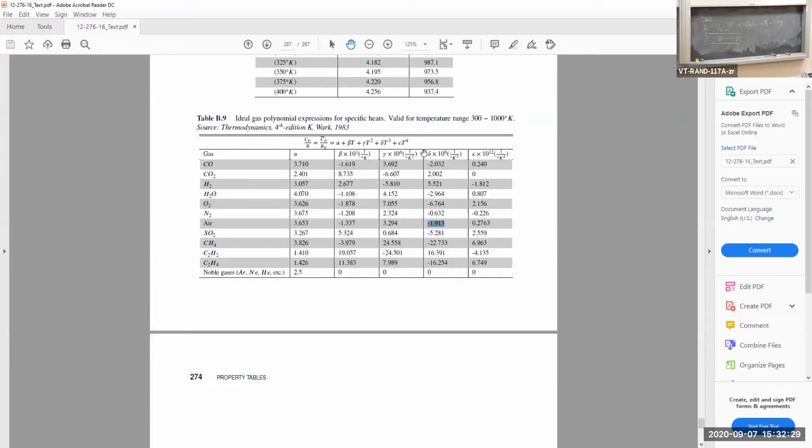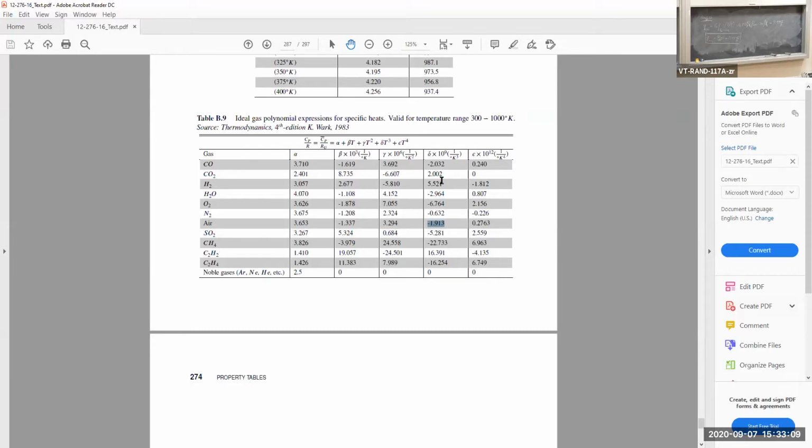So another way to do this using variable specific heats by the equation in Table B9 is to substitute this expression into your integral and integrate with respect to temperature. Plug in the various temperatures, plug in the various coefficients, and you get the heat transfer. You'll have a homework assignment comparing a constant specific heat versus a variable specific heat using these polynomials for a heat transfer calculation.